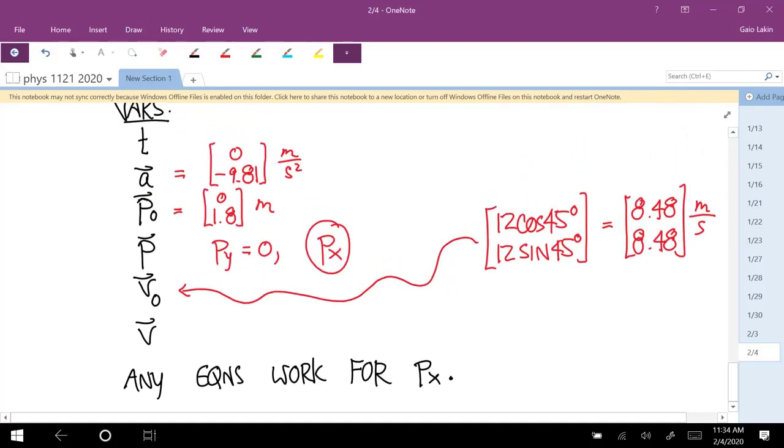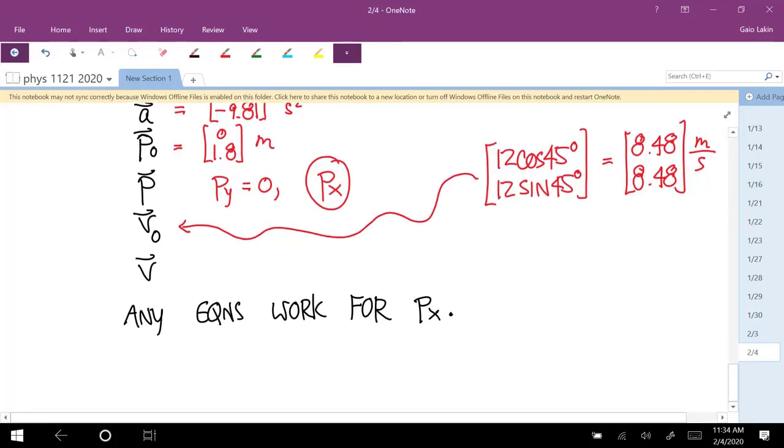We know p0x, but we don't know px. Oh, right. If it was asking for vx, then we could use our off-the-record knowledge and just write that down. So none of them work. So what are we going to do now? Yeah, so that means that we want to solve for t first.